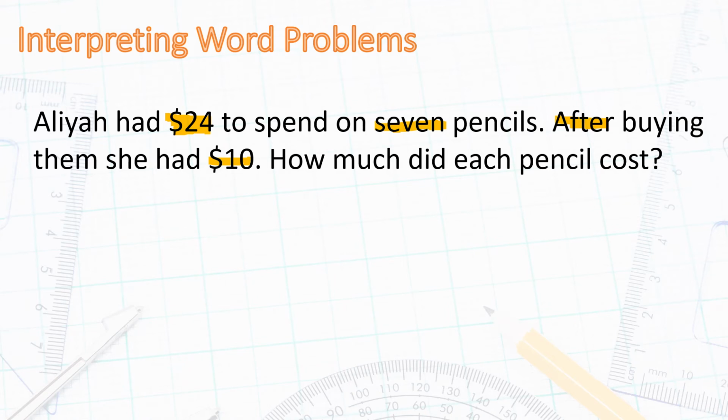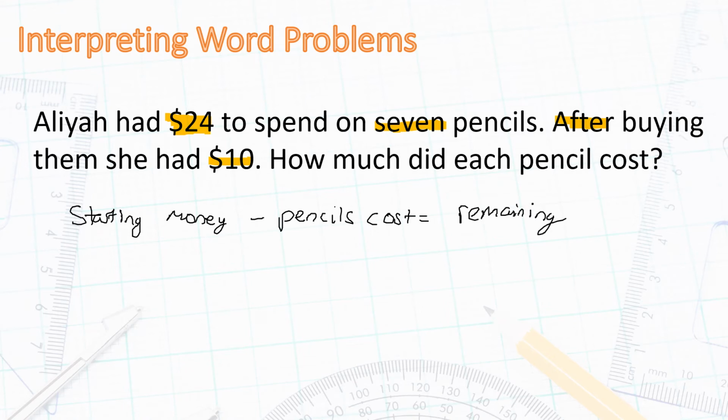So we've got starting money minus pencil costs equals remaining. So starting money, 24. Bought 7 pencils, so 7, and we don't know the cost of a pencil, so minus 7p, and then we're left with $10.